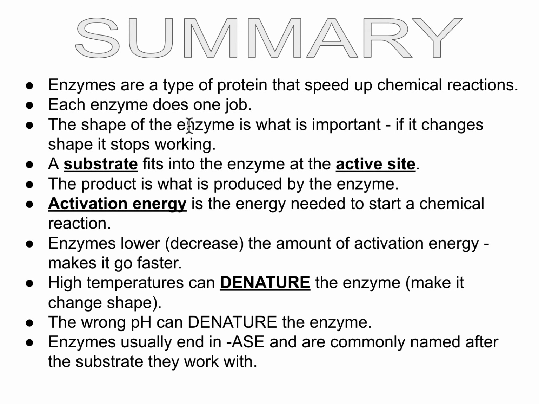All right, so here's a summary of everything. Most important things, enzymes are a special type of protein, and all they do is speed up reactions. They have one job. So one enzyme will only do one thing, and there's one gene that will code for that enzyme. The shape of the enzyme is what's important. If that shape changes, the enzyme won't do its job anymore. The substrate is what fits into the enzyme at that active site. Whatever comes out is called the product, so it's what is produced by the enzyme.